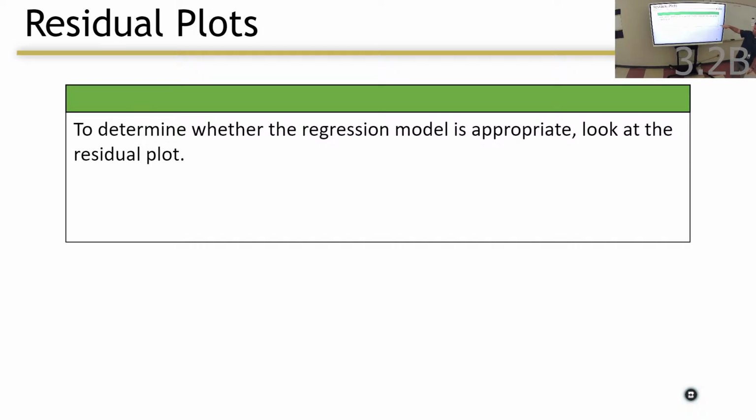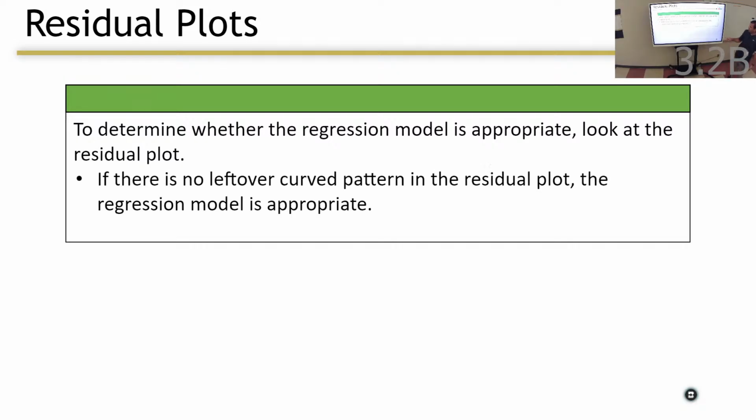Okay, to determine if a regression model is appropriate, we're going to look at the residual plot. If there's no leftover curved pattern in the residual plot, then the original set of data was linear. We want that residual plot to be scattered. We want positives, we want negatives, we want them throughout the whole thing. If the residual plot's scattered, that must mean my original set of data was linear.